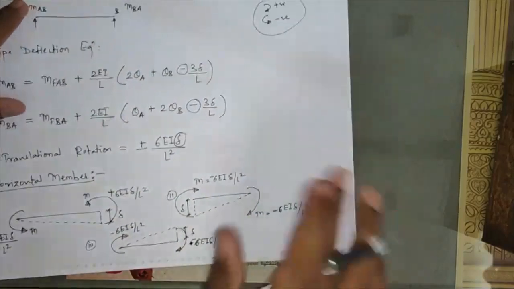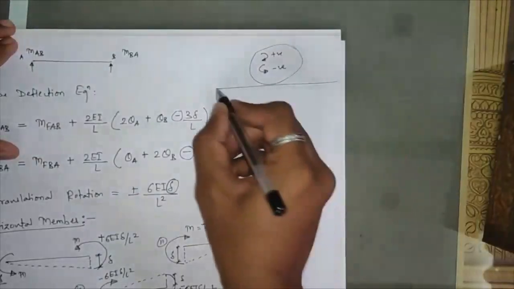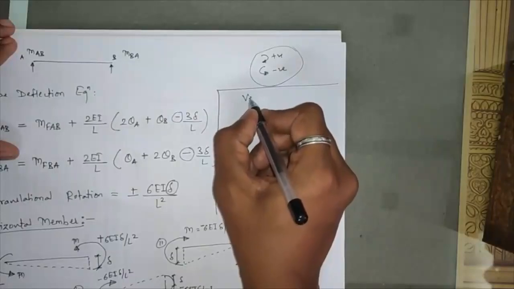Now we will see vertical members. Here I am writing vertical members.